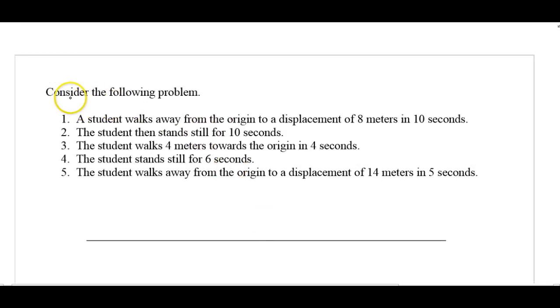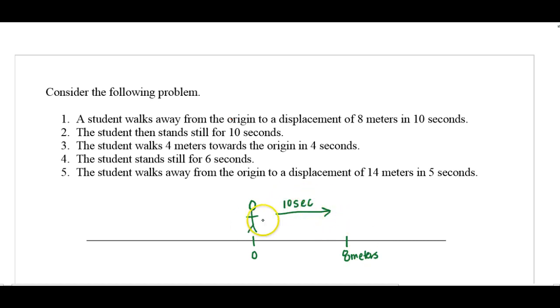Alright, so now we're going to look at an example of linear motion. Consider the following problem. A student walks away from the origin to a displacement of 8 meters in a total of 10 seconds. Let's first think about there being an origin, and this person starting at the origin, walking away from it to a displacement of 8 meters in a total of 10 seconds. Let's say they're moving to the right and they travel to a displacement of 8 meters, and this took a total of 10 seconds.